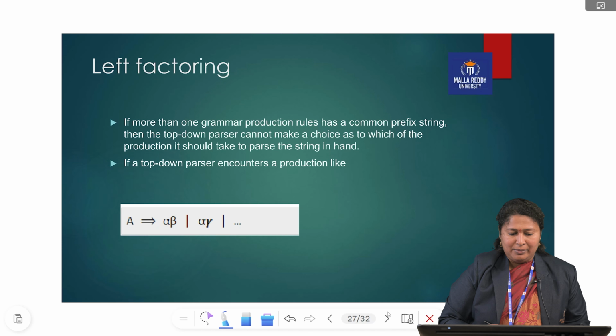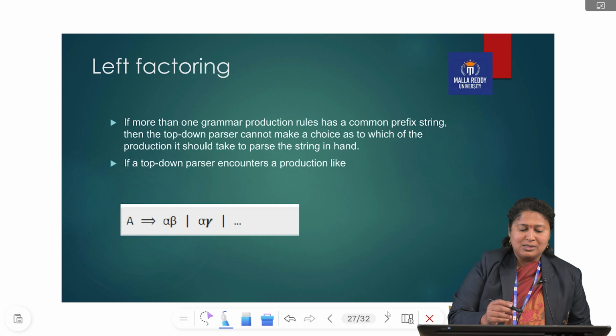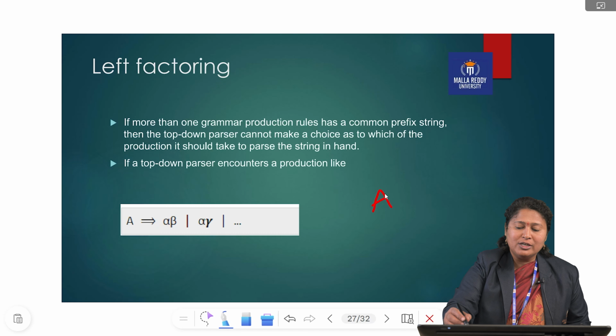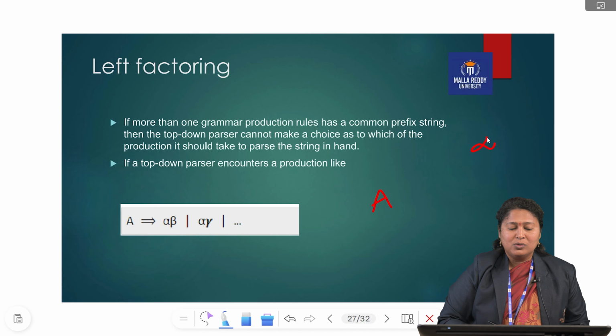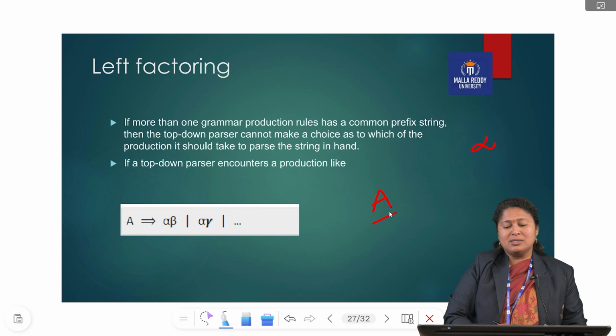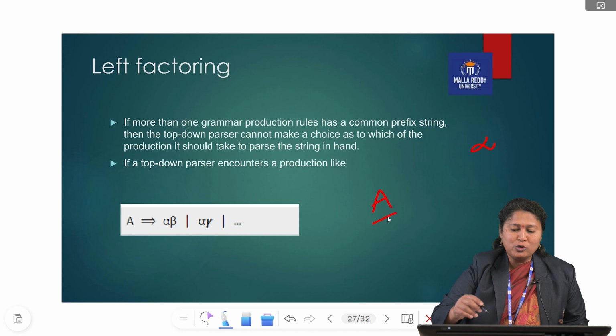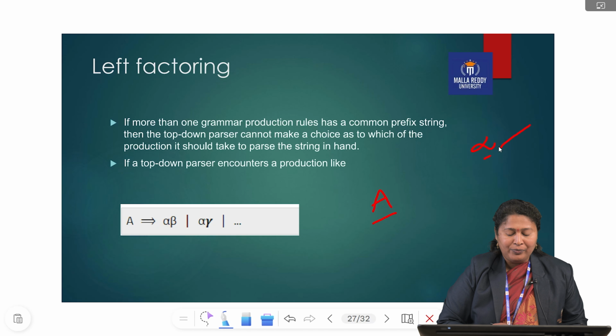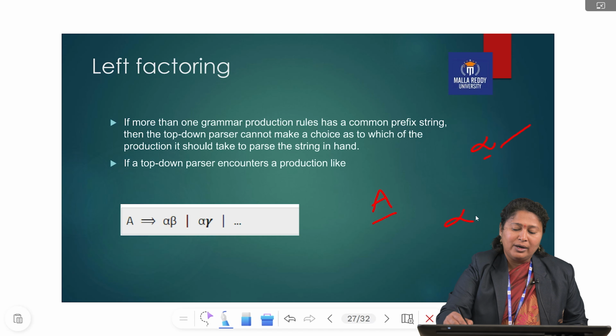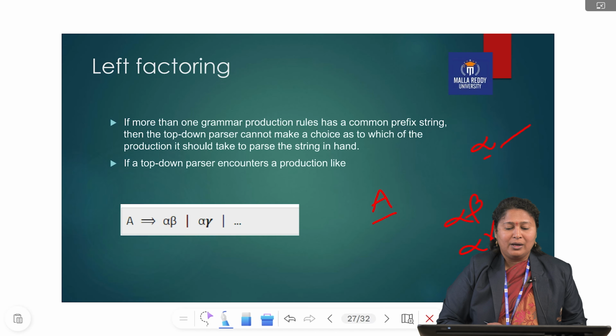And now left factor the grammars. Suppose I have a string starting with some alpha. This is the start symbol, and I should start with the start symbol and place the string. So in my input string I have something starting with alpha. Now your system has a confusion: which production should it take? Either alpha beta or alpha gamma. It has a confusion. In order to avoid that confusion, we left factor the grammar.